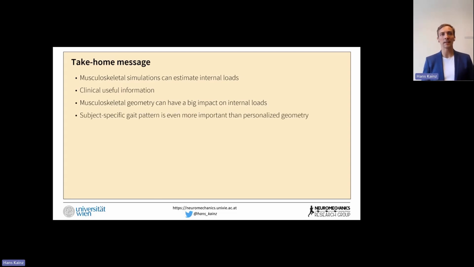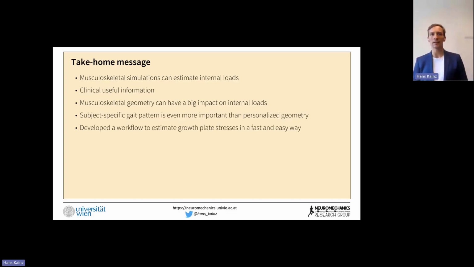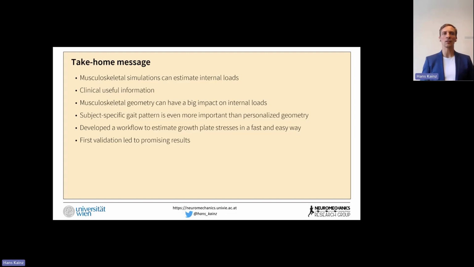Then the subject-specific gait pattern is even more important than the personalized geometry. This is especially important for people doing finite element simulations. Many people then just use, for example, the data from the Charité, where you have people with instrumented implants, where you actually measure the loads. But if you want to apply this to a very different population, this might not really lead to realistic estimations. We developed the workflow to estimate the growth plate stresses at the proximal as well as the distal growth plate. And we did the first validation, which led to quite promising results.